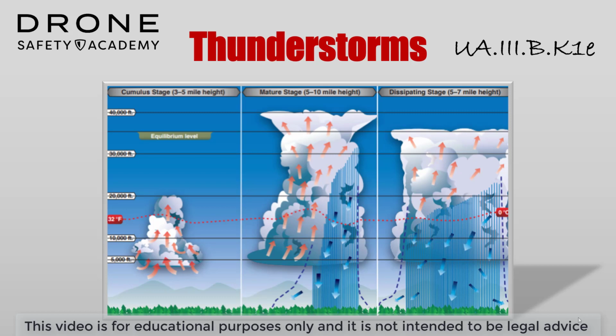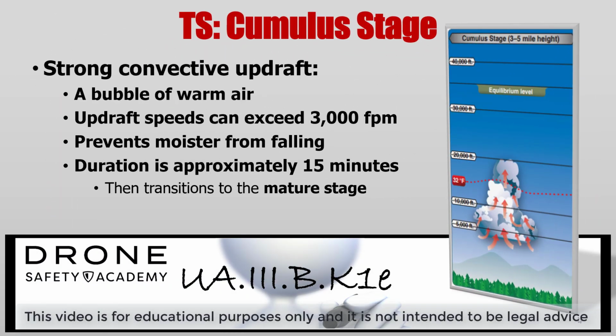Here's a great example from the pilot handbook. This is a visual representation of the three stages: the cumulus stage, the mature stage, and on the far right, the dissipating stage. Take note of the 32° Fahrenheit dotted line going across the middle. Okay, let's break this down into each stage.